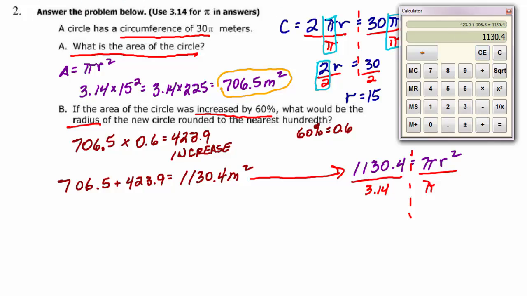So I know that dividing this side by pi gives me the radius squared now. Dividing this side by pi, 1130.4 divided by 3.14 is equal to 360. So I now have 360 equal to the radius squared. So I need to know what the square root of 360 is.